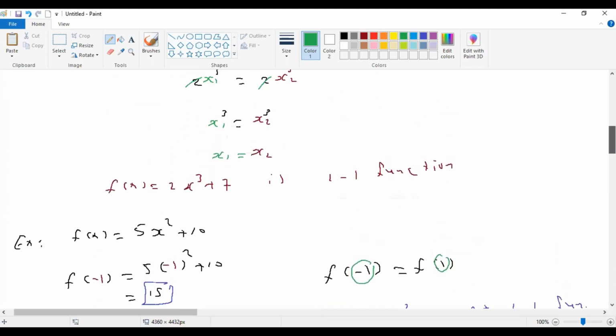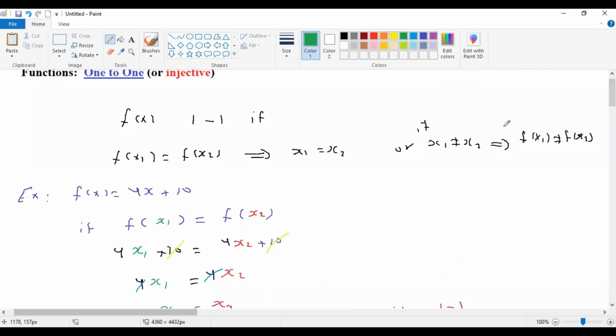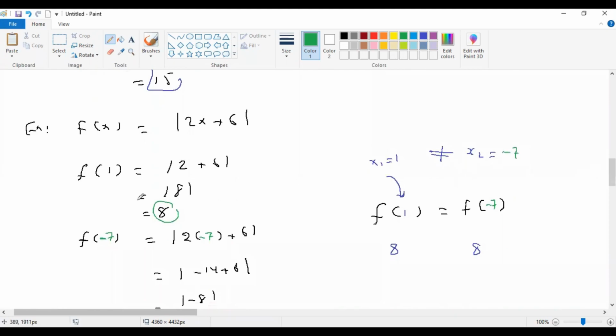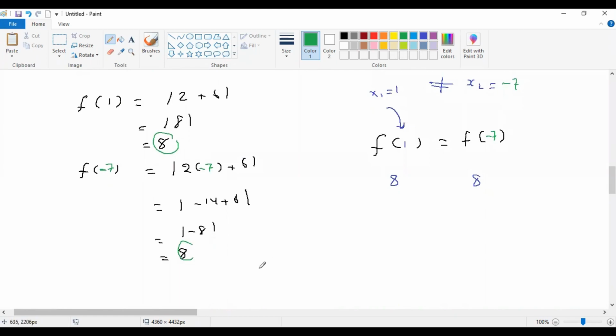See, this is the definition here. What we said is, if the inputs are not the same, the outputs should be not the same. If f of x1 equal to f of x2, it should imply x1 equal to x2. But here, what you have are different inputs. Both outputs are 8, but x1 is 1 while x2 is -7, not equal. So now we have this function f of x equal to the absolute value of 2x plus 6, which is not one-to-one.